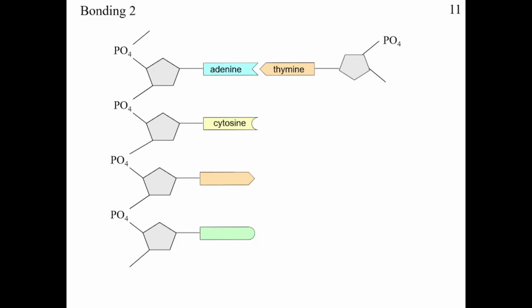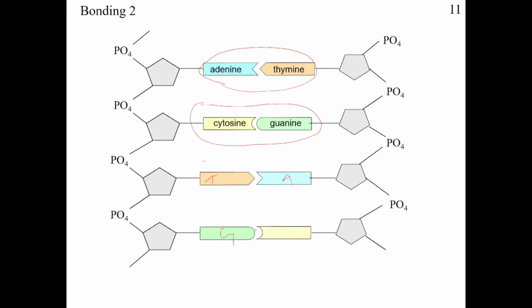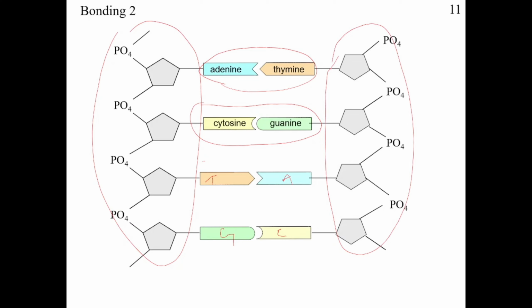understand by yourself. Bonding 2. Getting the point? Adenine always binds with thymine, cytosine always binds with guanine. In the same way, this is thymine and this is adenine. This is guanine and cytosine. This is the backbone. These two are the backbones. And bases are always held together by the specific bond. Adenine always binds with thymine, cytosine always binds with guanine, and these are the sugar phosphate backbones.